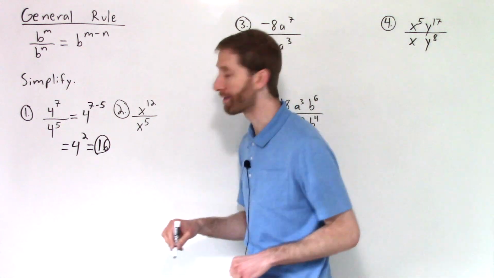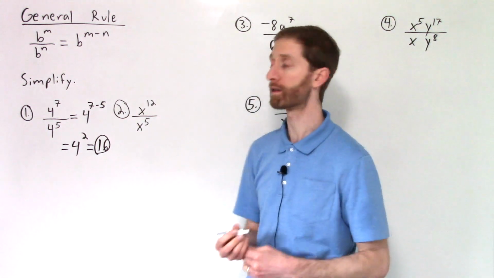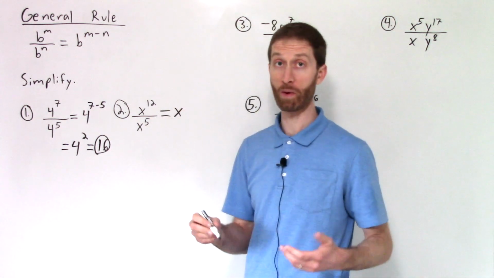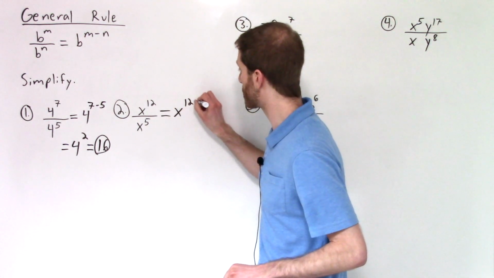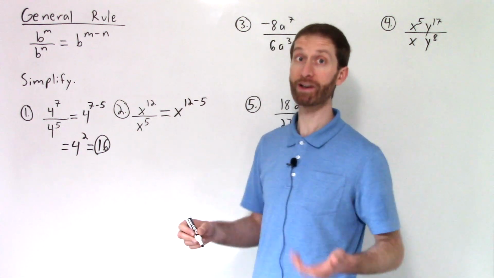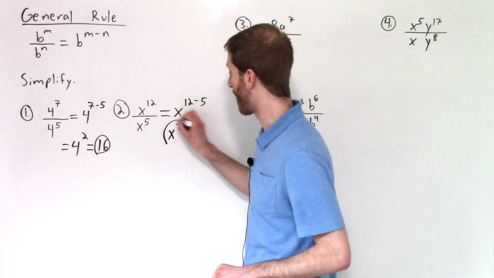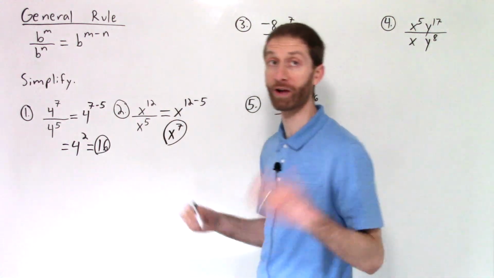Now, on to number 2. We have x to the 12th divided by x to the 5th. We keep the bases the same, and we subtract the exponent of the numerator minus the exponent in the denominator, and that's going to give us x to the 7th power. And that is as simple as it gets right there, folks, just following that rule, and it's simplified.